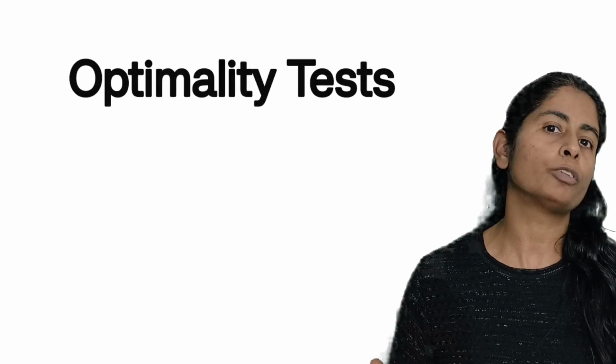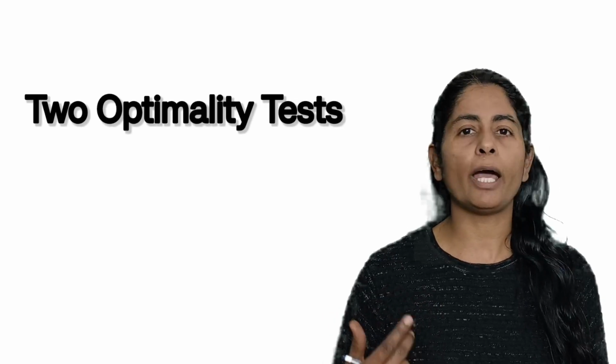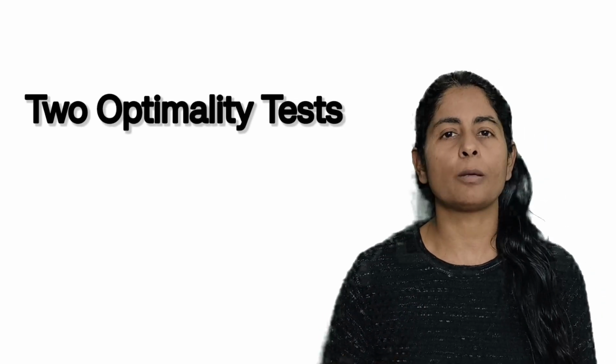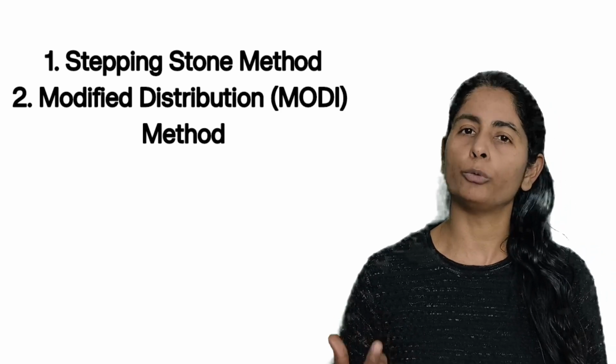And once we reach the basic feasible solution, we will test its optimality, whether the values that we have found with the help of the initial feasible solution are optimal or not. We will do that with the help of two tests. You can apply either of them. First is the stepping stone method and second is the Modi method, which we call Modi in short. These methods we will discuss in detail now.